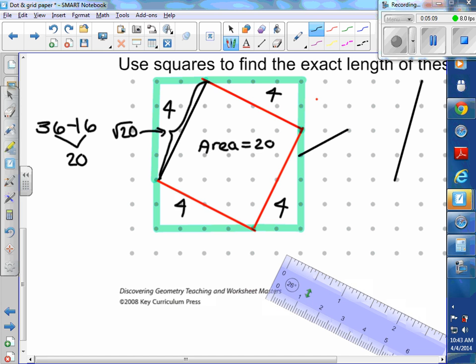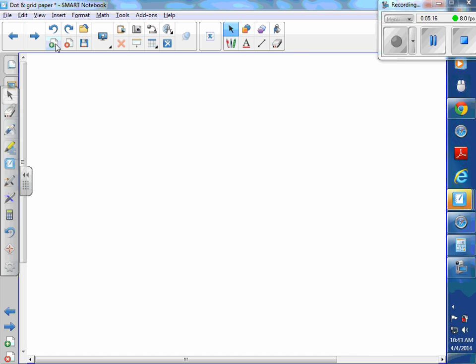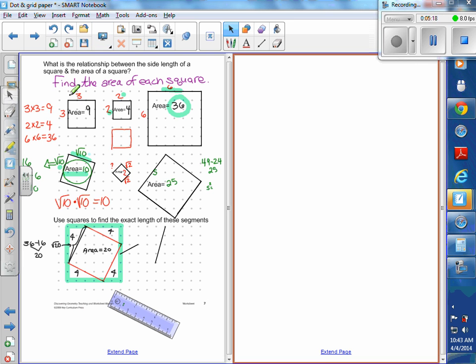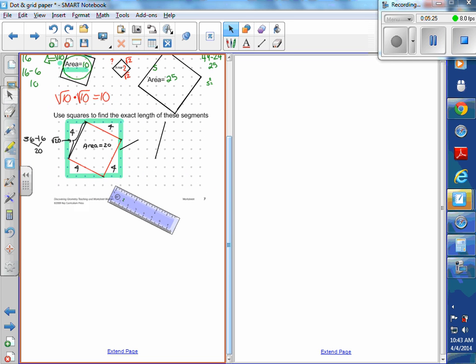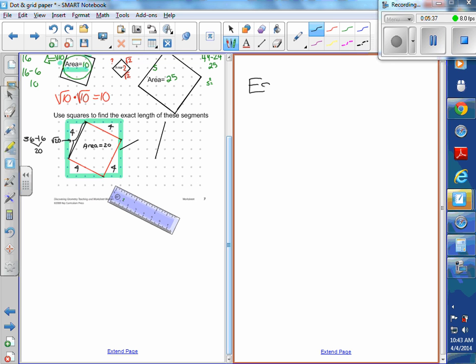And I know somewhere along the way, if your parents help you, they may have shown you a way to simplify square roots. We're not going to do that today. We're going to estimate our square roots. So this would be a good time to show your parents what we're doing, because there are so many different levels of math that use square roots. But what we're going to do is get an estimate of the square root of 20.